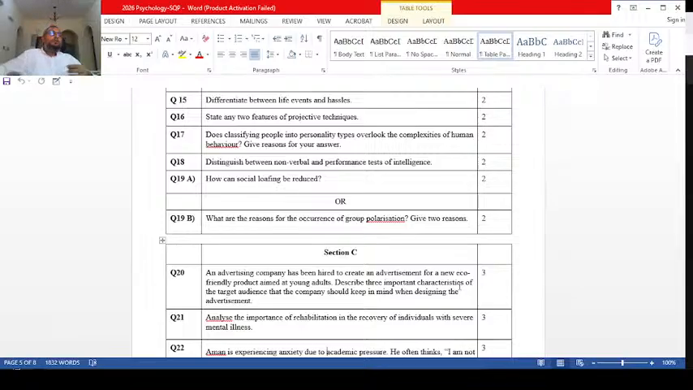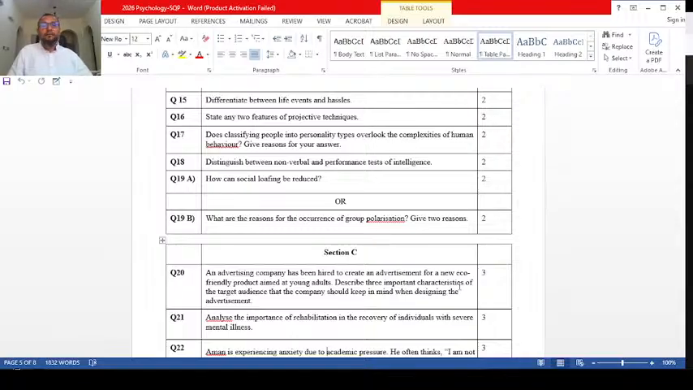In the social loafing case, we can reduce it by dividing the entire task in a meaningful way, giving each individual one particular task, and establishing accountability. Carefully monitoring, motivating the people, and recognizing and appreciating everyone for their contributions, and making everyone feel that their work is important. That way we can reduce social loafing.